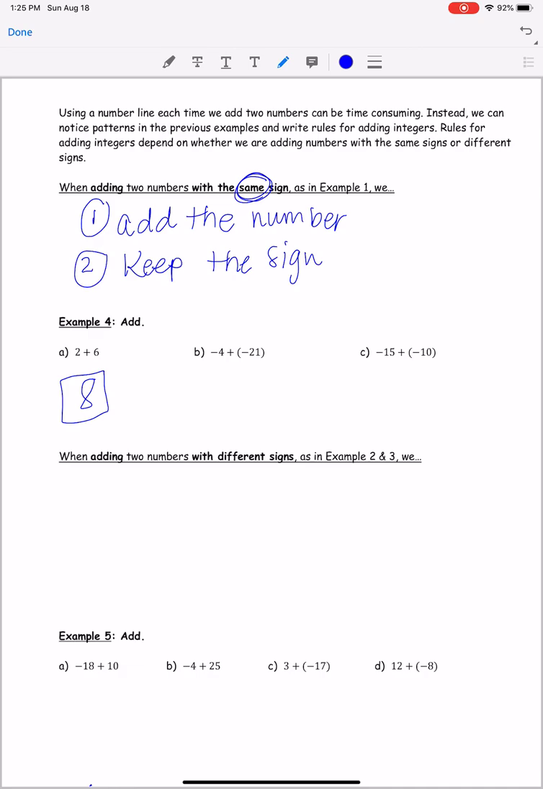So on B, we now have -4 plus a -21. They are the same sign. You've got a -4 and a -21. So we need to first add the numbers. 4 plus 21 gives me 25. And then step 2, we now need to keep the sign. Because they are both negative, this number here is also negative. So my answer is -25. Same thing on C. You've got negative and negative.